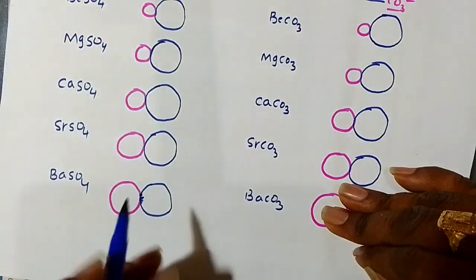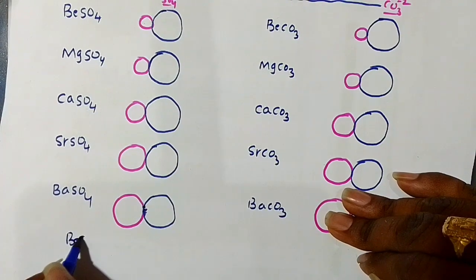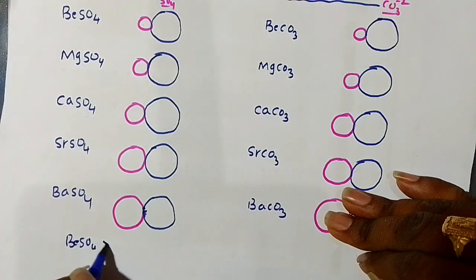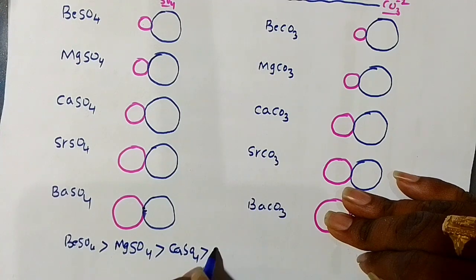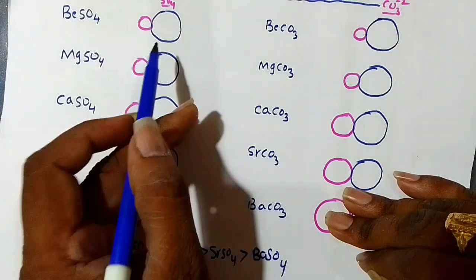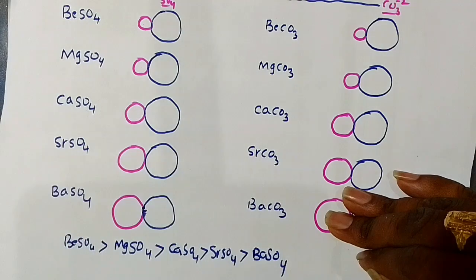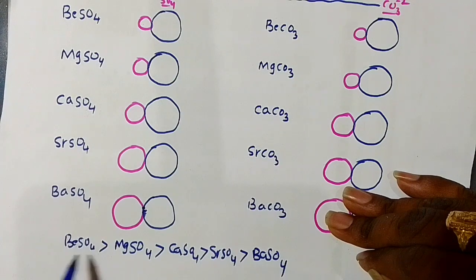Now the solubility order is BeSO4 is more soluble, followed by MgSO4, followed by CaSO4, followed by SrSO4. The last one, barium sulfate, is least soluble because lattice energy is more. Beryllium sulfate is more soluble because lattice energy is less. If the lattice energy is less, it can dissociate easily and dissolve in water easily, that's why solubility is more.